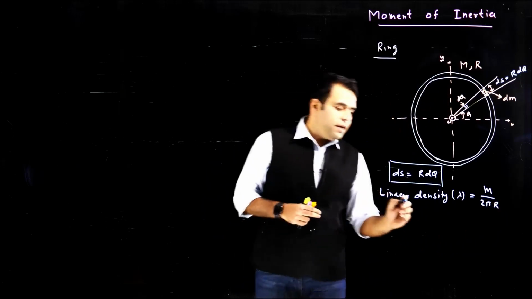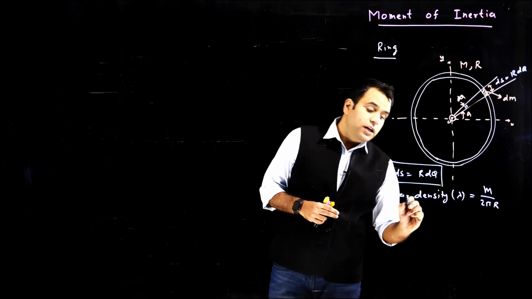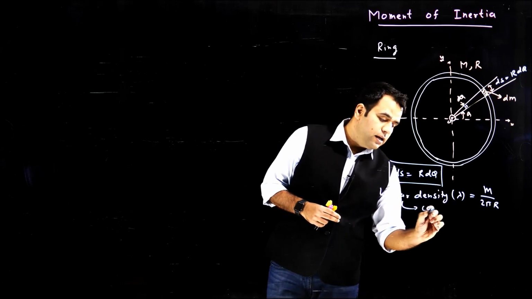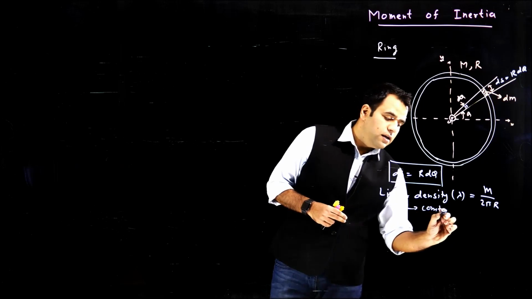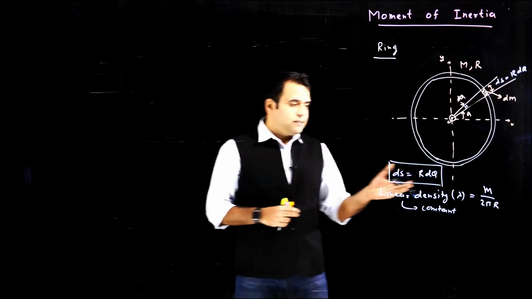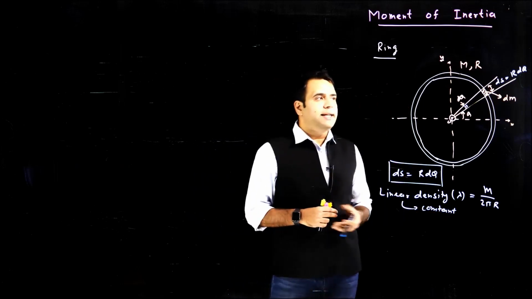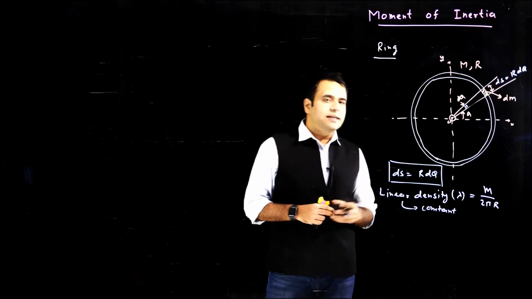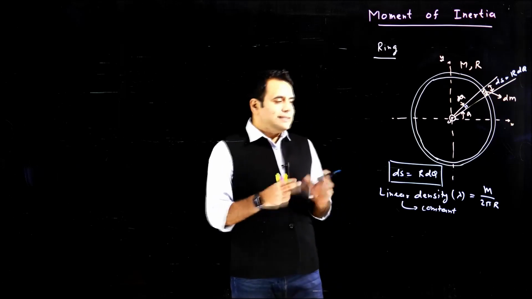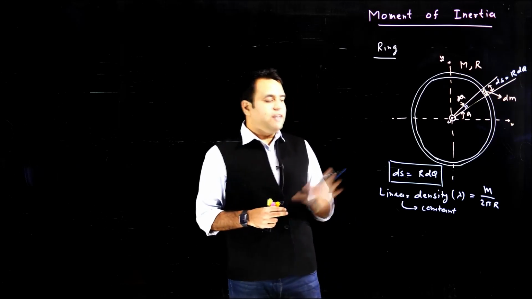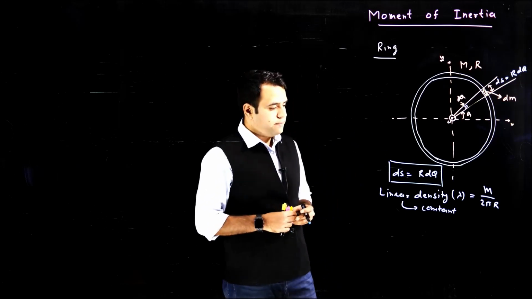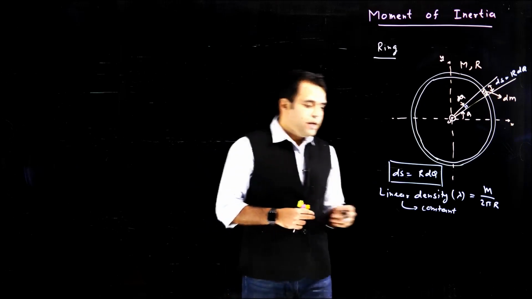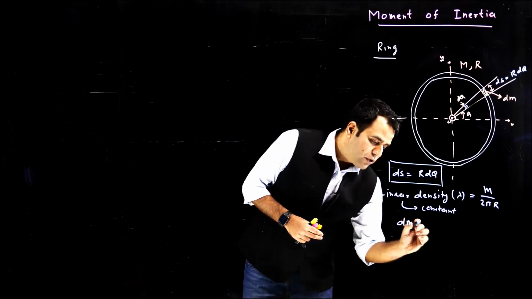I'm assuming the linear density to be constant. That's my assumption right now. If the linear density is given in terms of theta or some other variable, we have to take that linear density. But if the examiner is not saying anything about the linear density, we have to take it as a constant. Okay, so we get the linear density. Now we have a relationship for the mass.